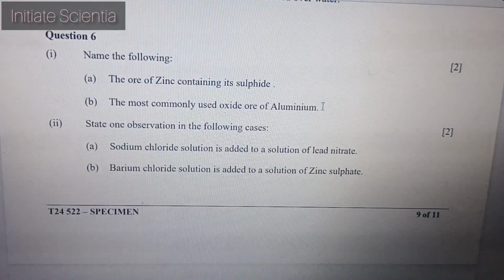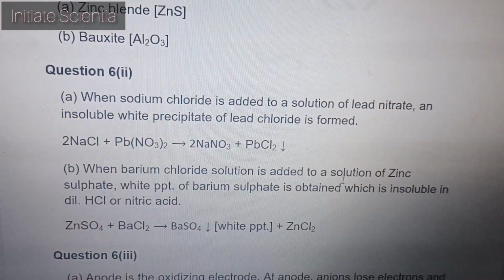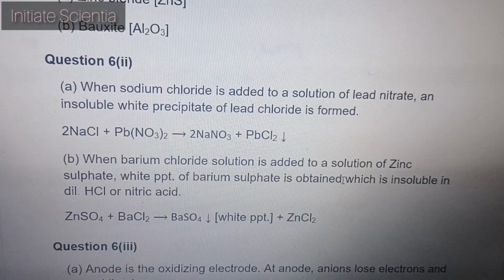Barium chloride solution is added to a solution of zinc sulfate. When barium chloride solution is added to a solution of zinc sulfate, white precipitate of barium sulfate is obtained, which is insoluble in dilute HCl or nitric acid. ZnSO4 plus BaCl2 gives BaSO4 white precipitate plus ZnCl2.